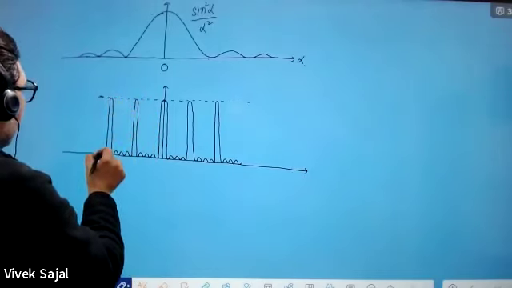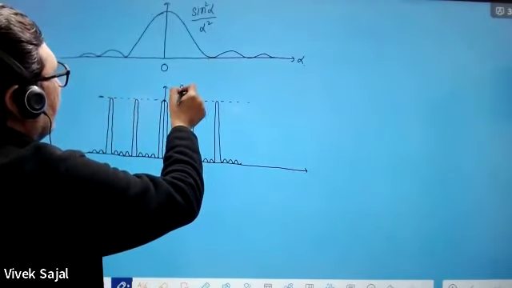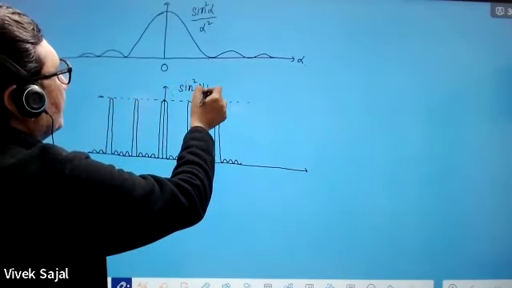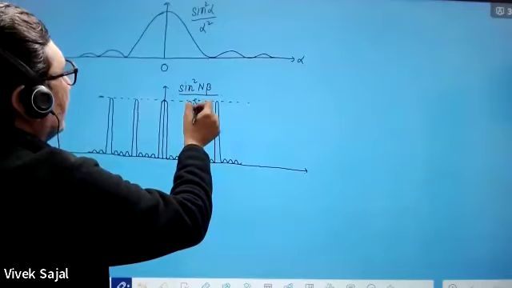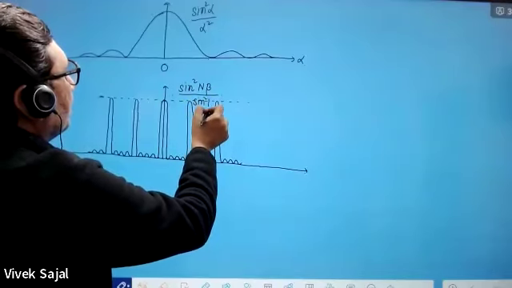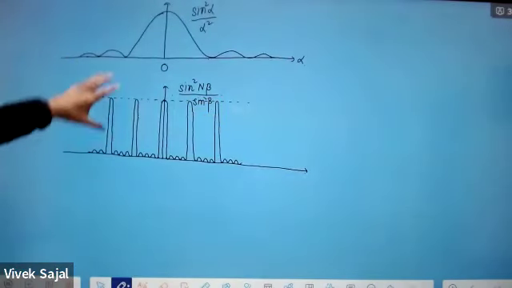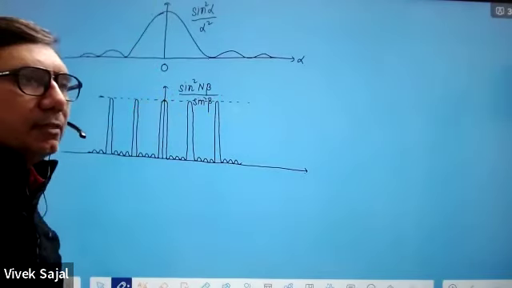It will be this type of pattern. This is the plot of sin square N beta divided by sin square beta. This is the plot of this. Individual diffraction, individual interference.